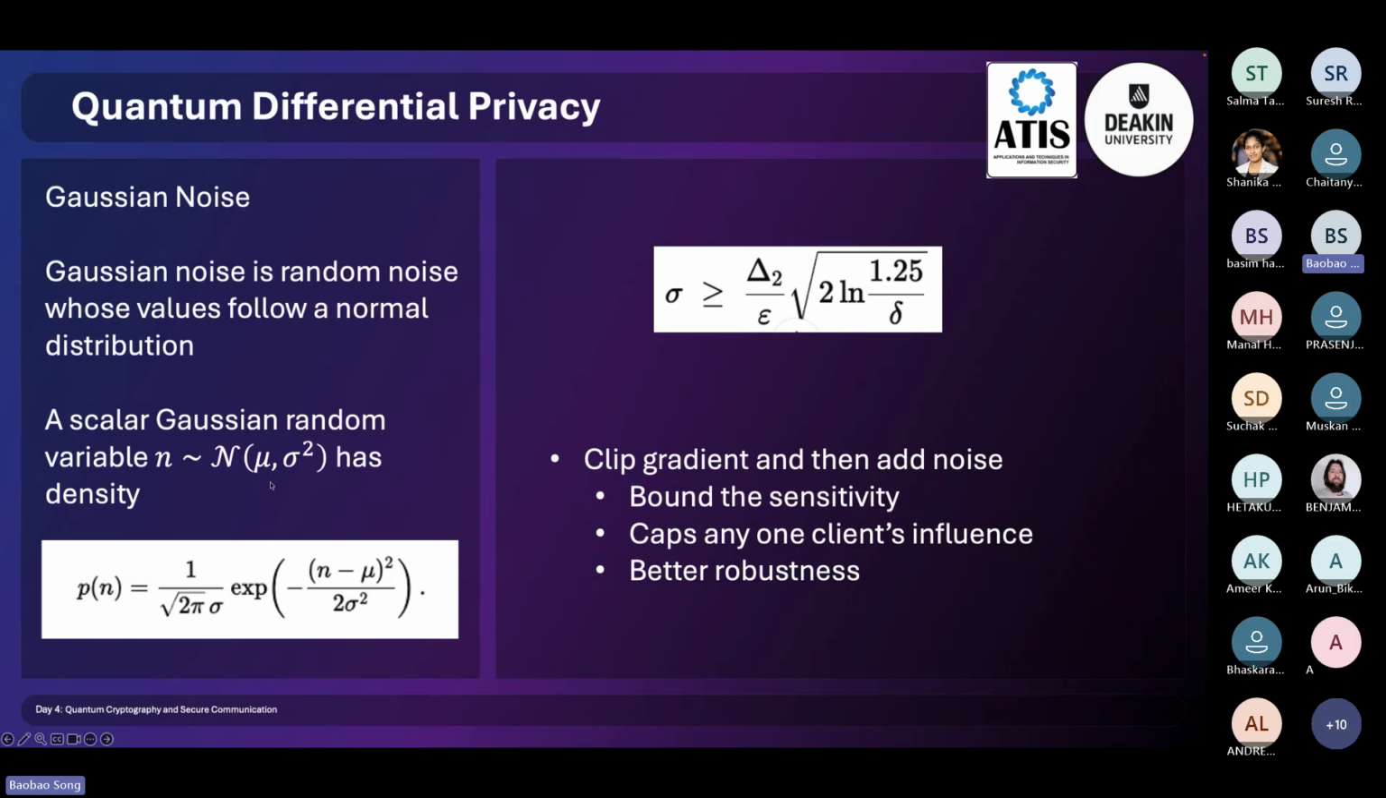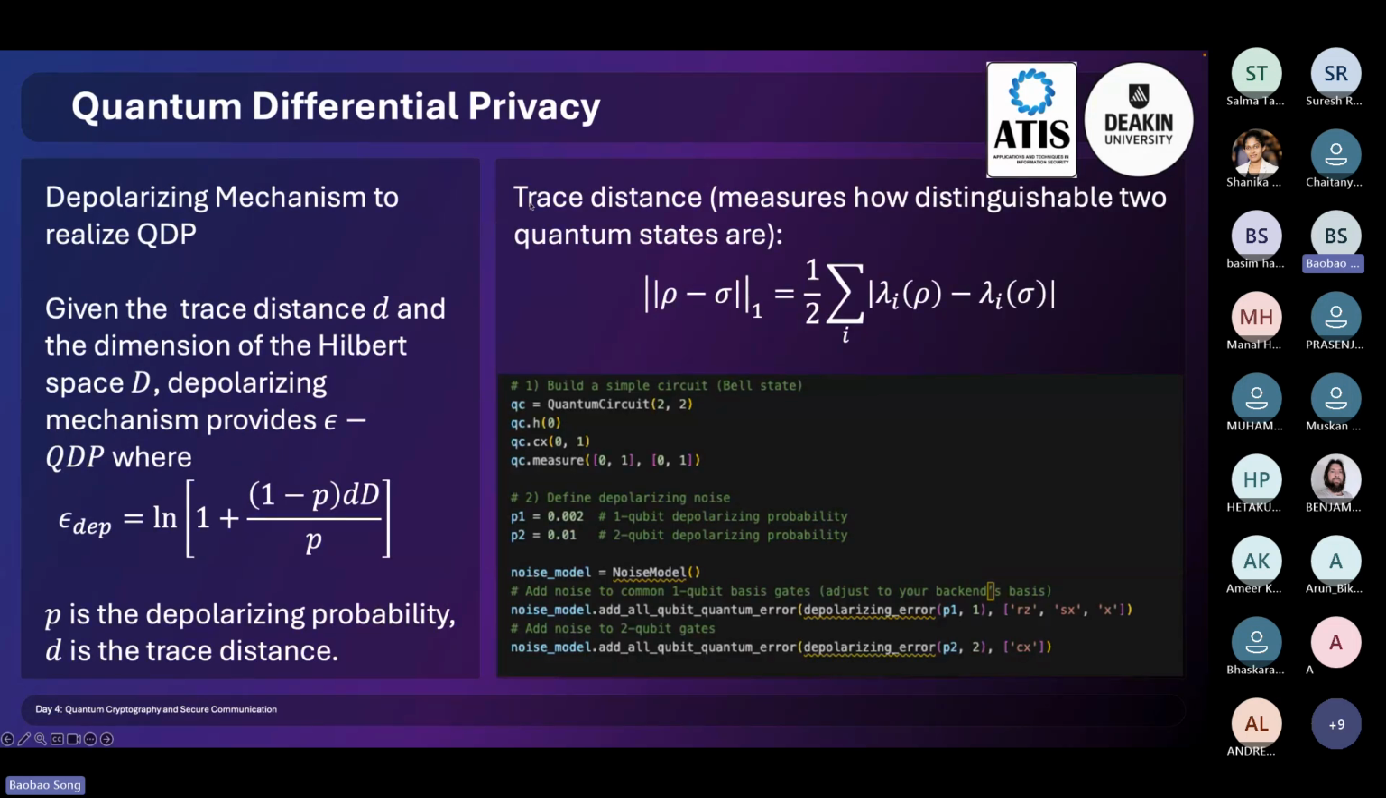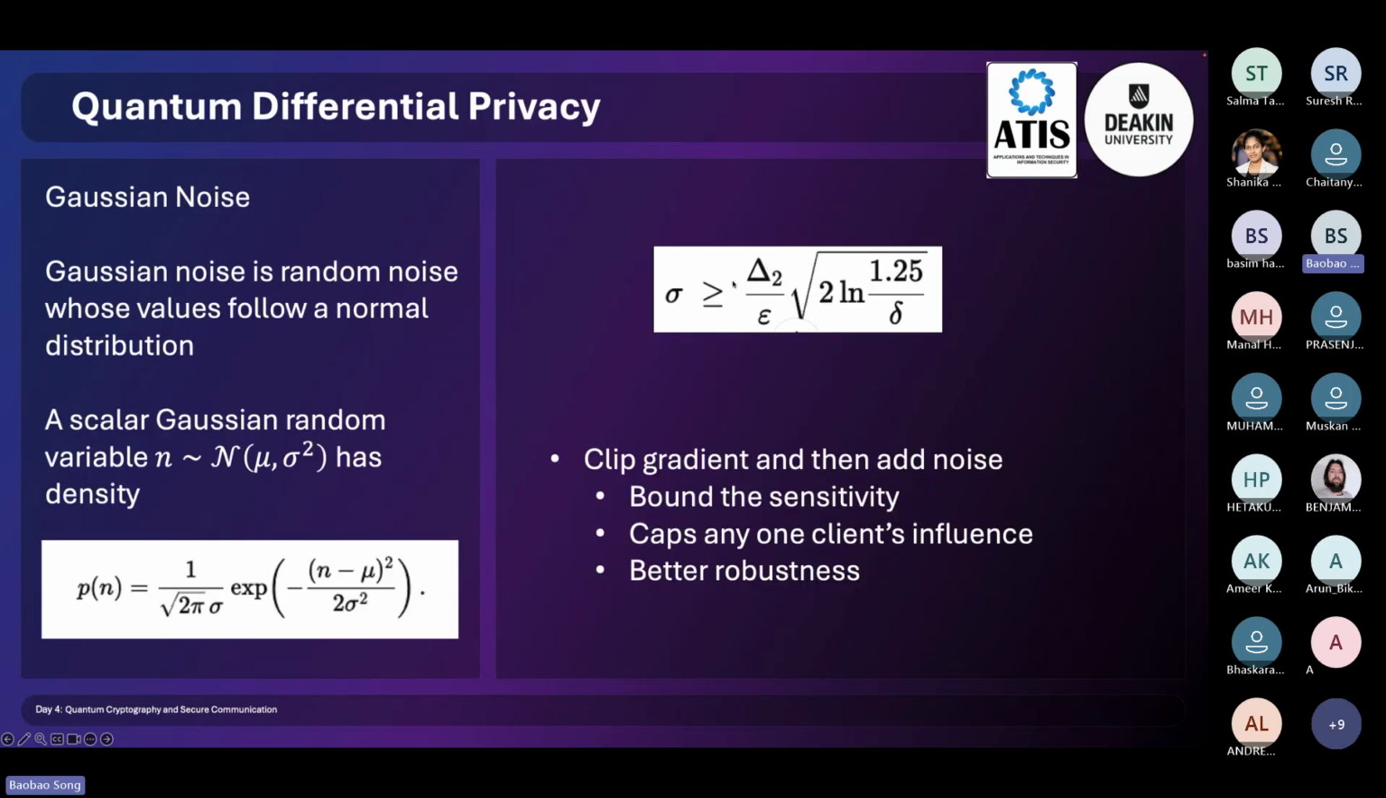So this formula is about the density of the Gauss values. And if you want to use it to prove how much privacy the Gauss mechanism can provide, you can see this formula here. The delta is the sensitivity. You can understand the sensitivity as the difference between the model parameters. Actually, the trace distance is the sensitivity in the quantum circuit, in the quantum system. And here, the delta 2 is the sensitivity of the real values.